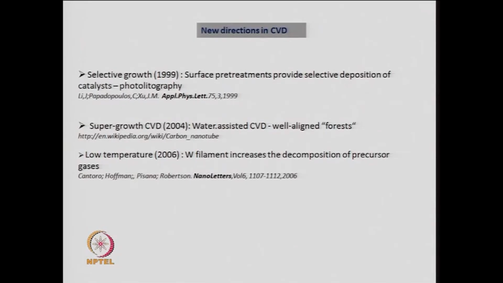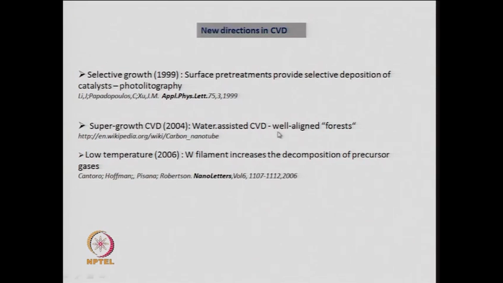We discussed the simple CVD. Now, there are several new methods where you can do selective growth of carbon nanotubes. For that, you need to do pre-treatment to provide selective deposition of the catalyst using photolithography. So, wherever you deposit the catalyst, you have to first modify the surface of the substrate by some pre-treatment, by which you selectively deposit catalyst, and then the carbon nanotubes grow on that.